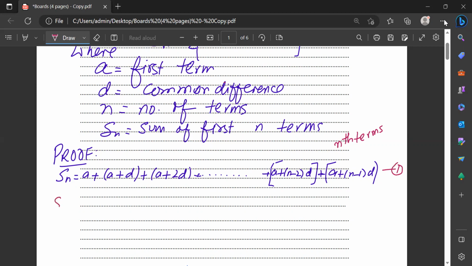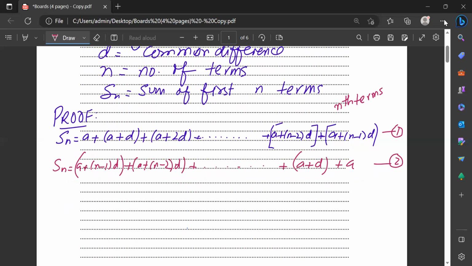Next, you can write the sum. No matter if you write the last term first and the first term last, it would not make any difference. So a plus n minus 1 into d, which was the last term, plus a plus n minus 2 into d, the second last term, and so on, till a plus d and finally plus a. So the same sum, but written in reverse order.